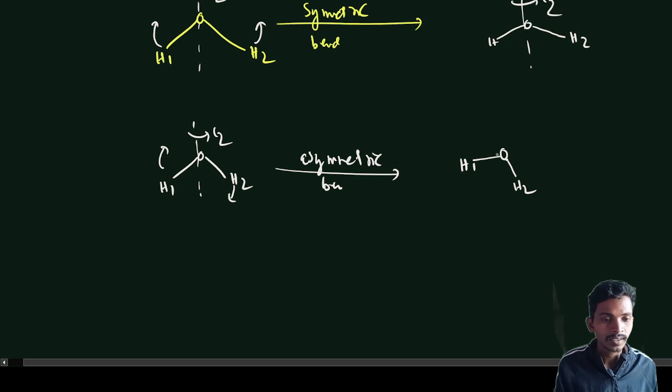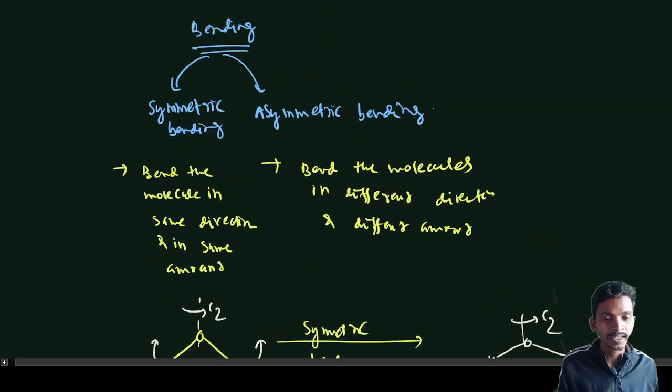Now if you see, here the C2 axis is there, but here the C2 axis is not there because the bends are not the same amounts. Let's say this is a 40-degree bend, then this may be 60-degree. So we will not get the same amounts here, so the C2 axis is absent here. These are called symmetric bending and asymmetric bending.